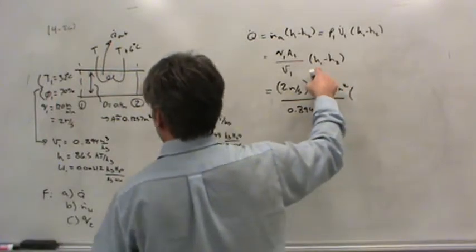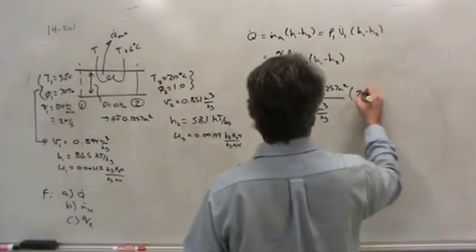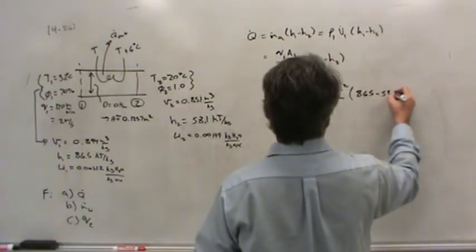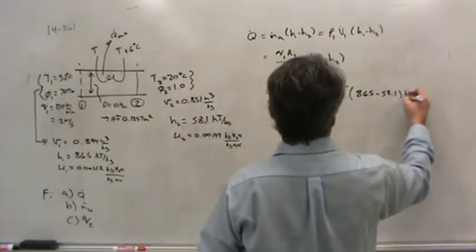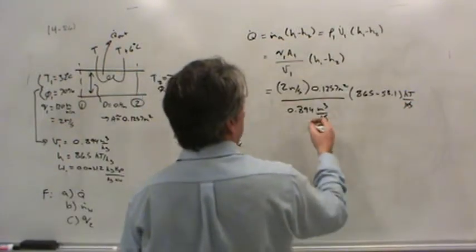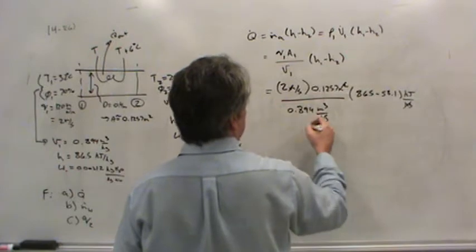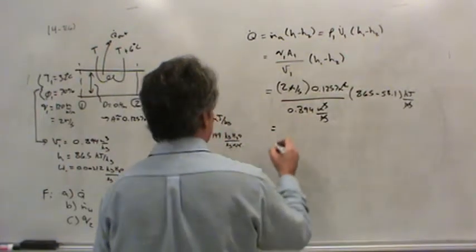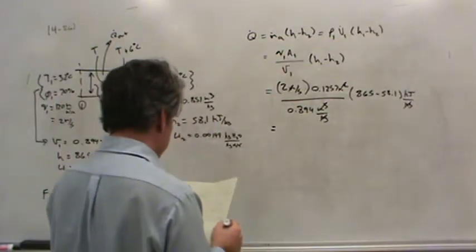The enthalpy change was H1 minus H2, 86.5 less H2, 58.1 kilojoules per kilogram. Let's see what happens with the units. The kilograms go away. We've got meters times meter squared is cubic meters, so that cancels. And we've got kilojoules per second as our units, which is a good thing. That's what we should have.